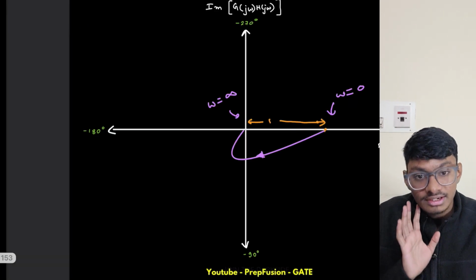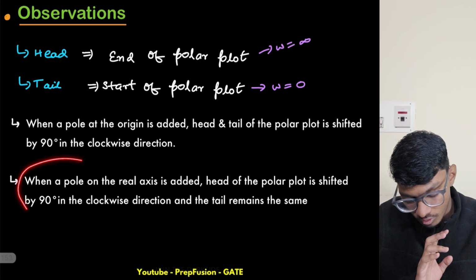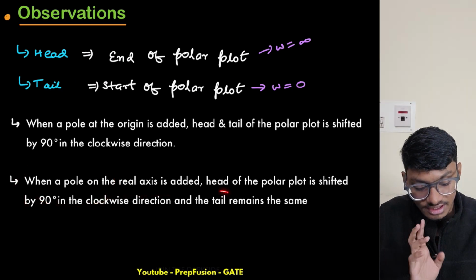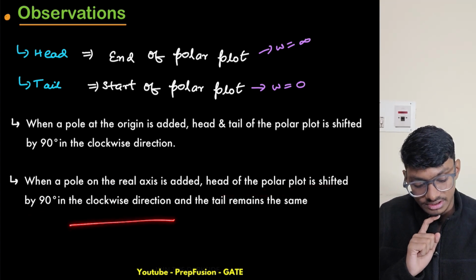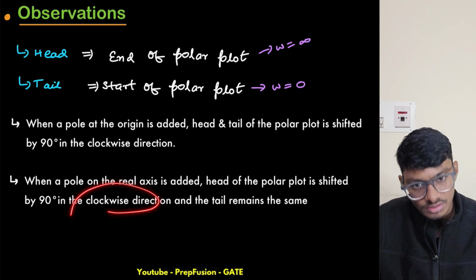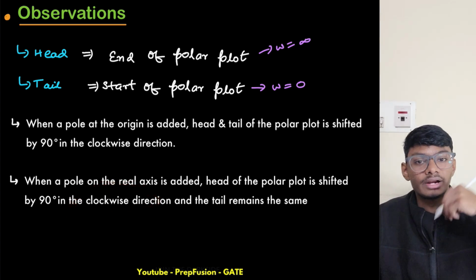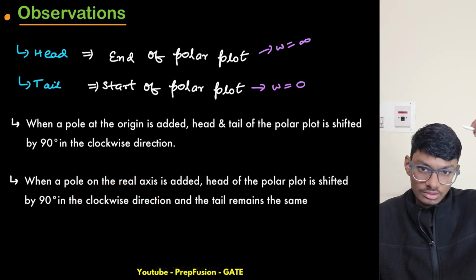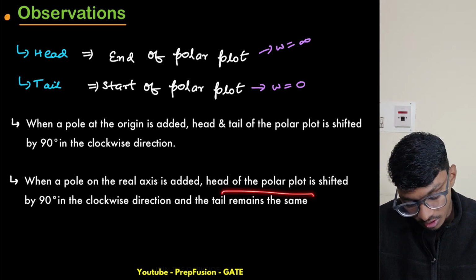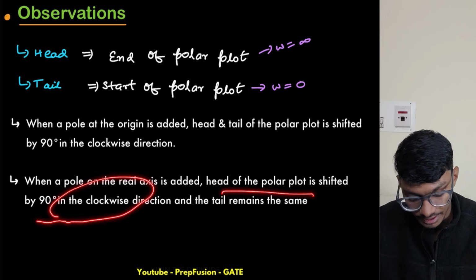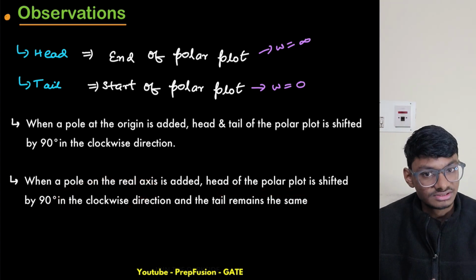Now if a pole at the real axis is added, then the head of the polar plot is shifted by 90 degrees in the clockwise direction and the tail remains same. Why in the clockwise? Because it is in a denominator and we are subtracting the angle, and if we subtract, it goes in the clockwise. I hope you understand. So the head of the polar plot is shifted by minus 90 degrees and the tail remains same. And why is this the case?